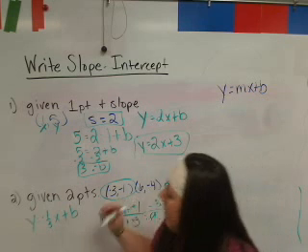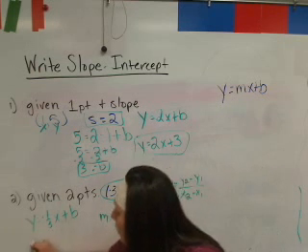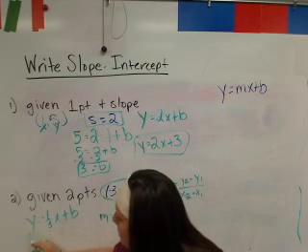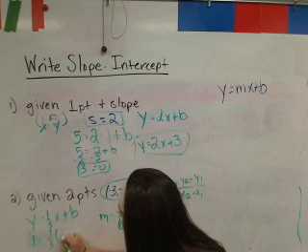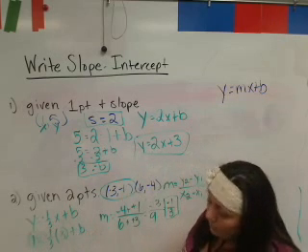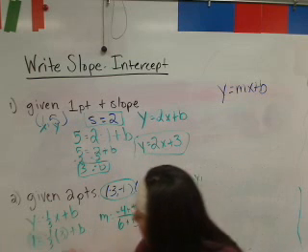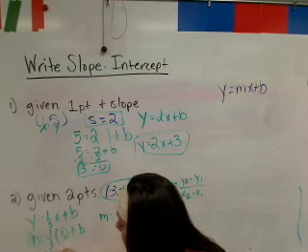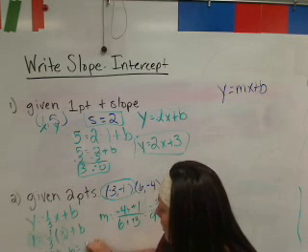So for my x I'm going to plug in negative 3. For my y I'm going to plug in negative 1. So negative 1 equals negative 1/3 times negative 3 plus b. Negative 1/3 times a negative 3 is a positive 1. So negative 1 equals 1 plus b. Take 1 away from both sides. Our b is going to equal negative 2.